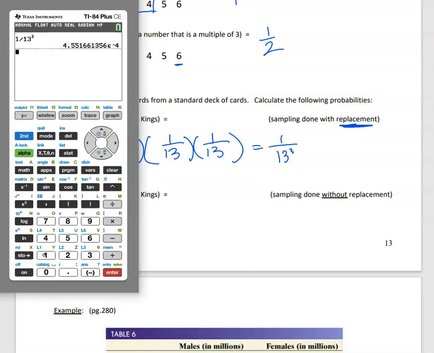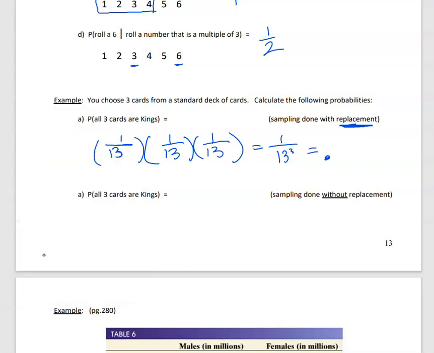It's very unlikely, of course, to draw 3 kings in a row. And it's 4.55, and it's times 10 to the negative 4th. So I think a better way to write it would be to go ahead and go 1, 2, 3, 4 decimal places and 0.000. I'm just going to round it to 5 right there. It's customary for the probabilities to be 4 decimal places, so this would be the correct probability for that one.